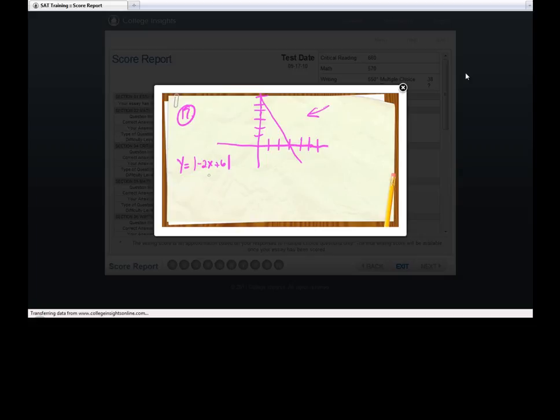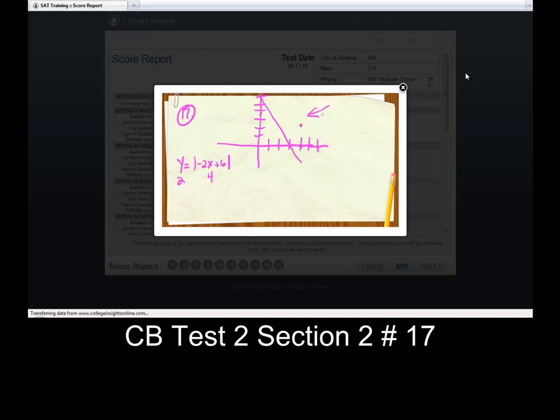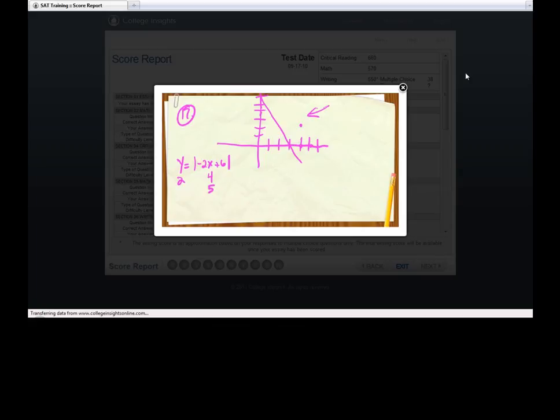If we make x 4, this becomes negative 8 plus 6, which is just 2. So our x value is 4, and our y value is 2, so we'd be up here. Let's try another one. Let's try x equals 5. In which case we'd have 5x would be negative 10 plus 6, which is negative 4, and then the absolute value makes it positive. So now our point is 5, 1, 2, 3, 4. It's up here.